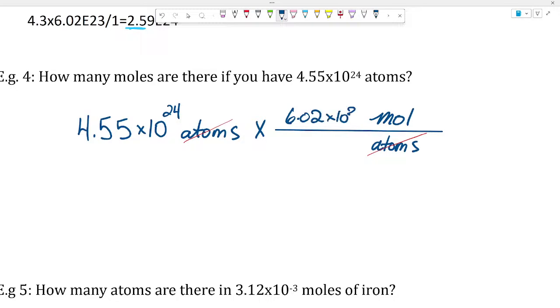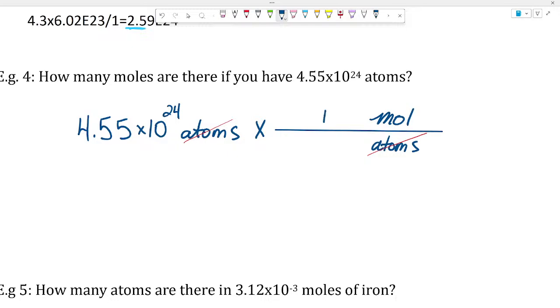6.02 times 10 to the 23rd, 1. Now that's incorrect. How do we know it's incorrect? Say it out loud. 6.02 times 10 to the 23rd moles of something is 1 atom. That doesn't make sense, right? If you say these things out loud and you have a passing understanding of what you're talking about, it will sound wrong. You'll be like, oh, that doesn't sound right.